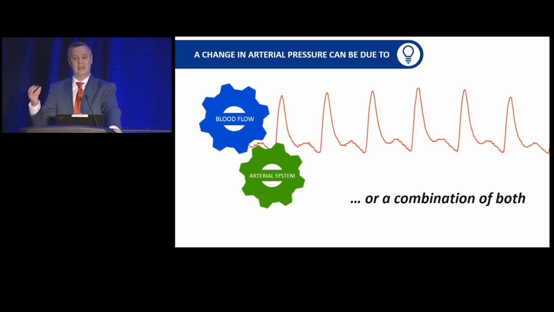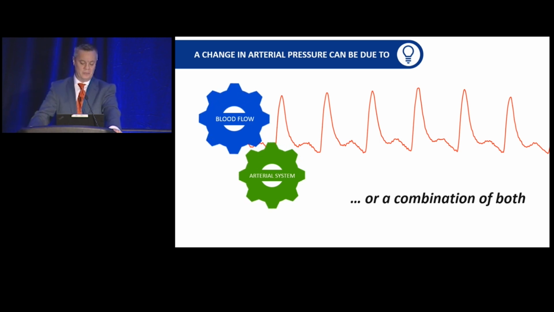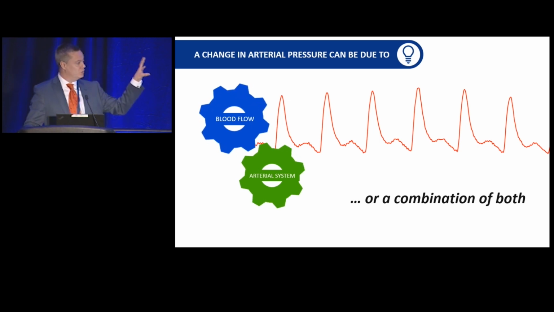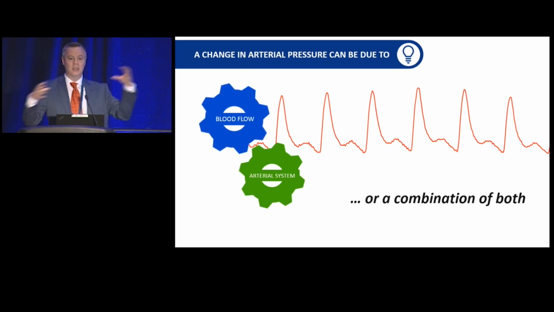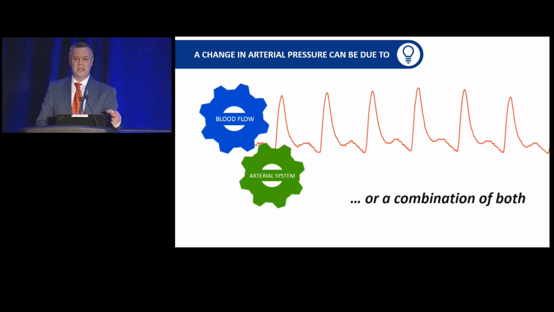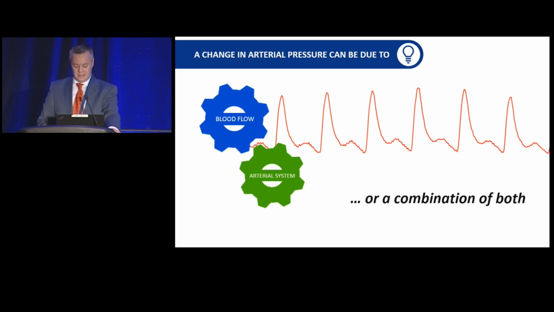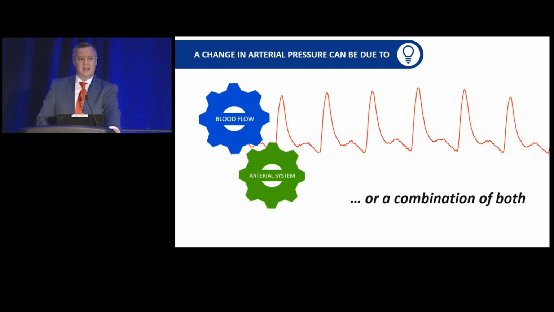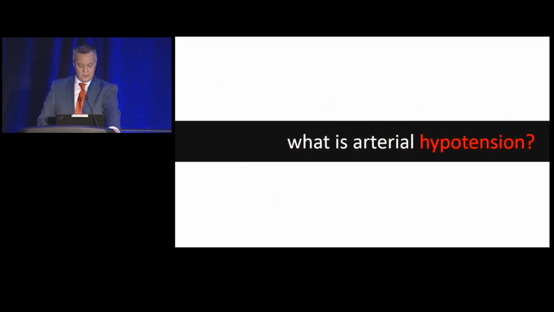If we want to interpret the value of the arterial pressure, and we keep in mind that those factors are affecting the value on the bedside, we can understand why the patient has a lower arterial pressure. So what is the arterial pressure? What is the hypotension? What is the arterial hypotension?